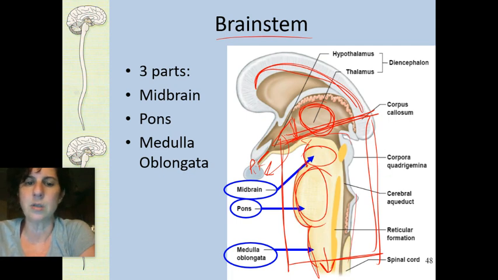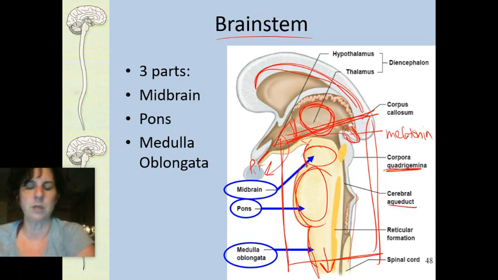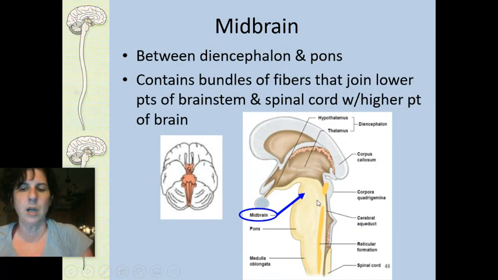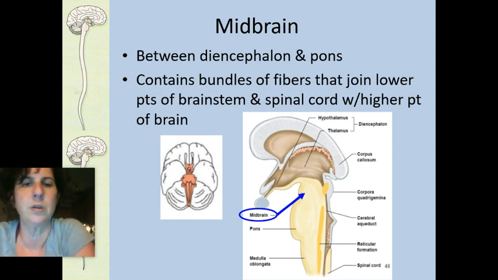And then we have these other specific little characteristics that go along with this that we're going to come back and talk about, like corpora quadrigemina, pineal gland right there that secretes melatonin. Cerebral aqueducts and the reticular formation are all going to be part of this brainstem portion. All right, so the midbrain first, since that's closest to the interior of the brain.